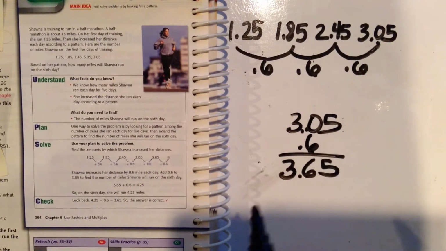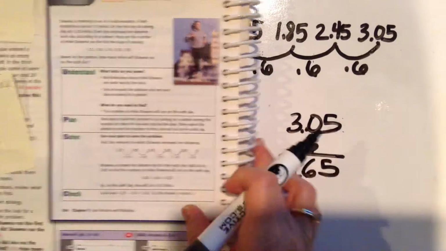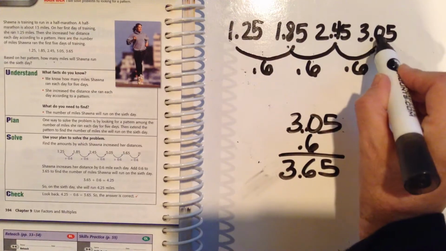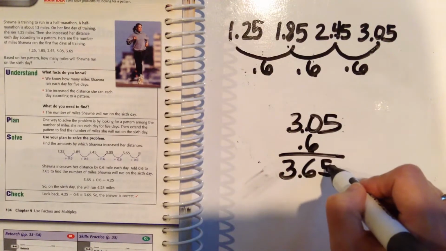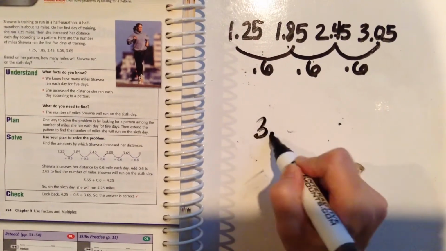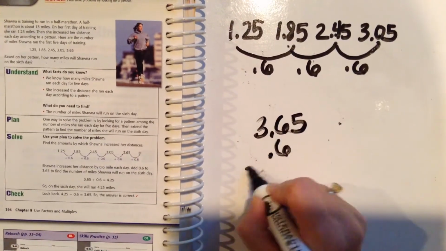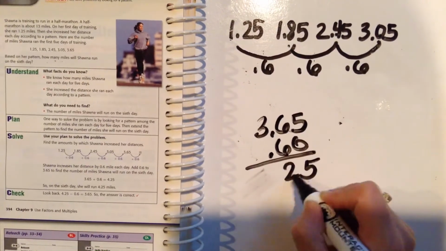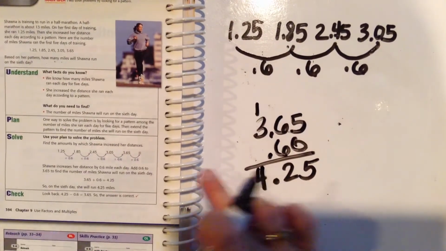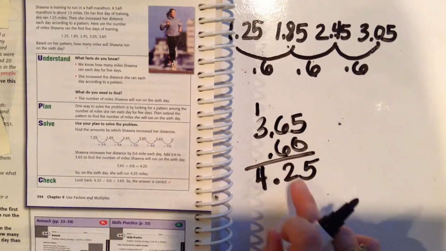So the question though was, based on her pattern, how many miles will Shauna run on the 6th day? So this is the first day, the second day, the third day, the fourth day, and this is the 5th day. So I actually want to know the 6th day, so I need to take this 3.65, which is the 5th day, and add another 0.6, and that will give me my 6th day. So I'm going to go ahead and do that. Remember, the decimal point comes straight down, 4.25. So the answer is, on the 6th day, she will run 4.25, which is what I have here.